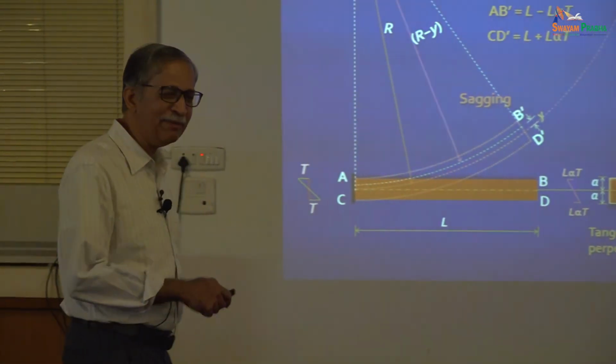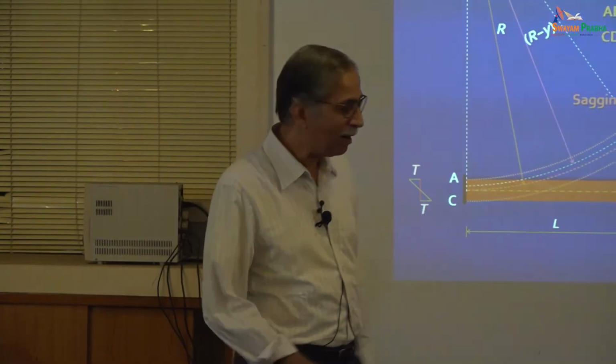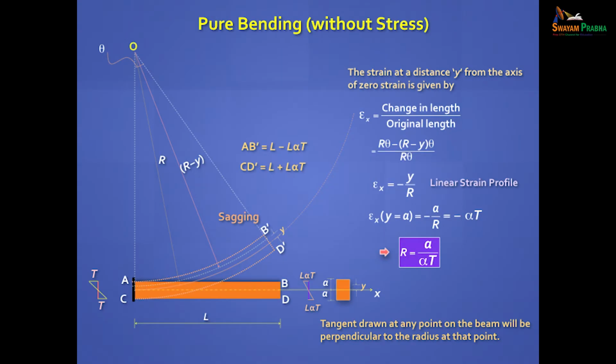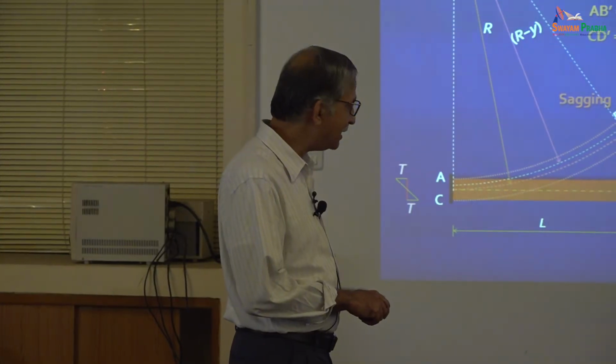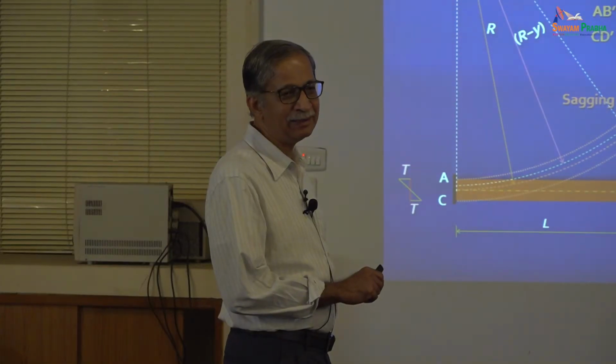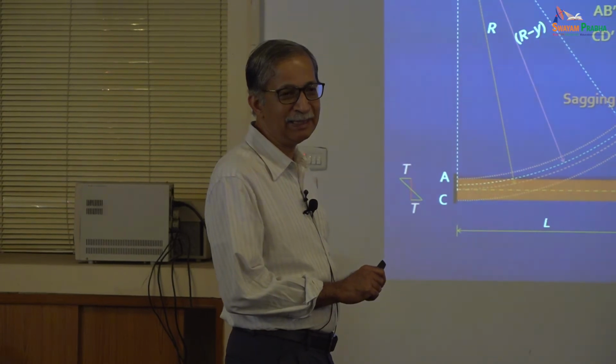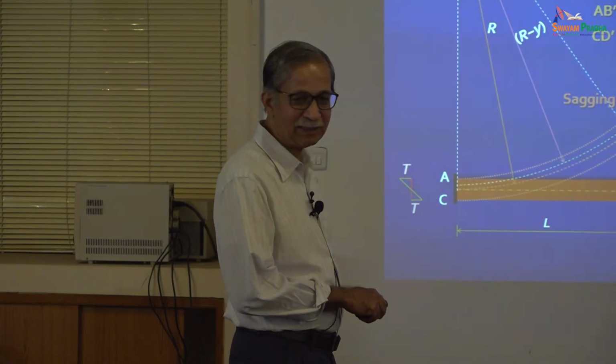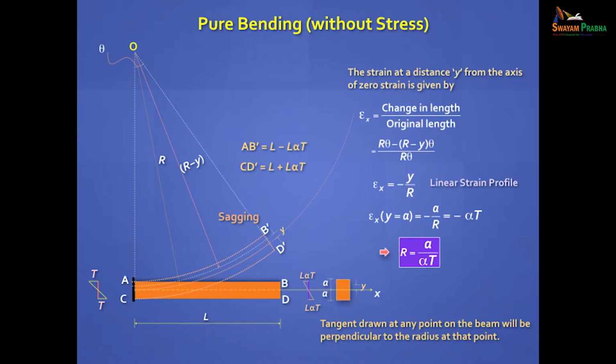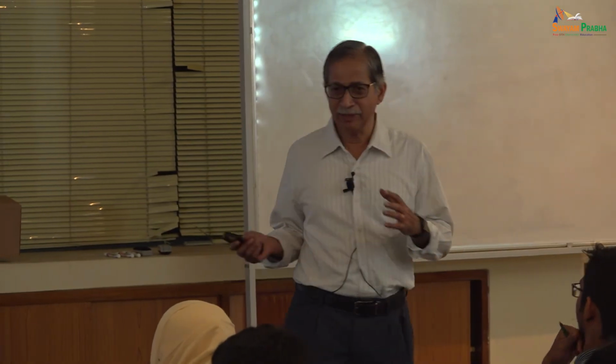Now just check the units. Whenever you get answers, always check the units. R has units of meters. All these look funny. A is also meters. Alpha is a strain per degree Celsius, and T is degrees Celsius. So everything is fine. This is radius of curvature, and we already discussed this. The definition of curvature is phi is equal to the reciprocal of radius of curvature, having the units of meter raised to -1. Got it? Good.